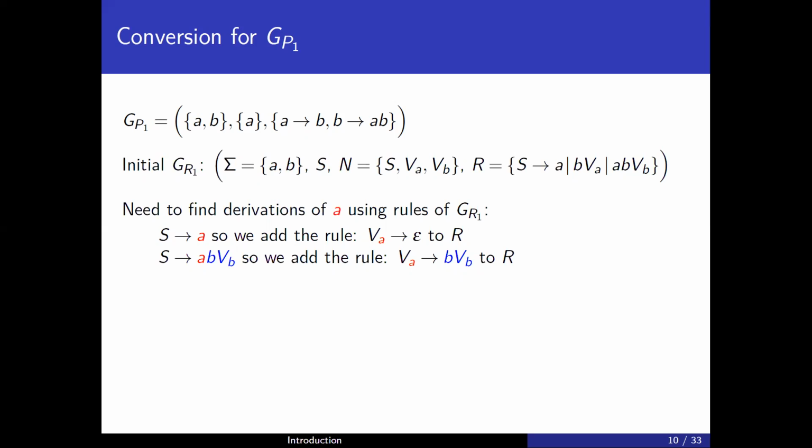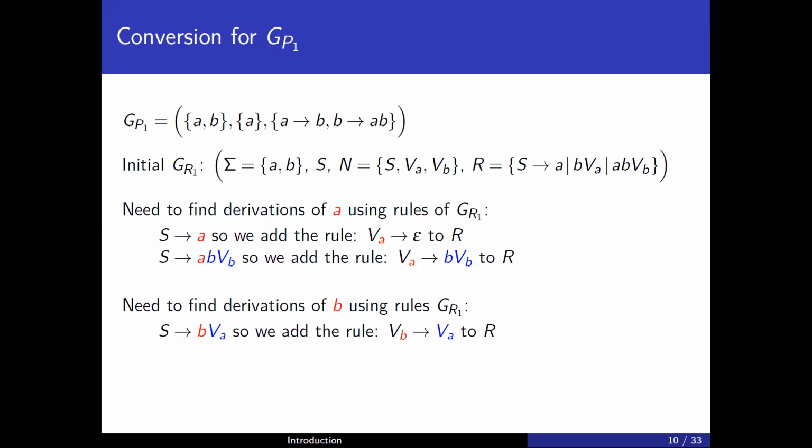Now we have no more rules with A as a prefix, so we continue our search, now looking for prefixes with B. We have just one rule here to add, and that leads us to the final set R for this right linear grammar.